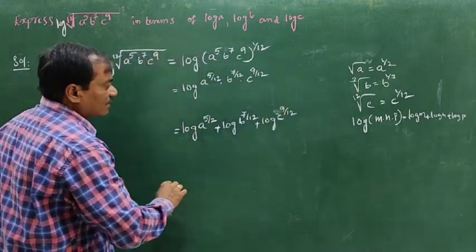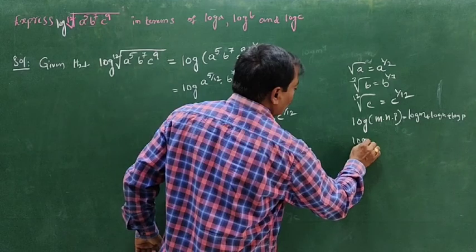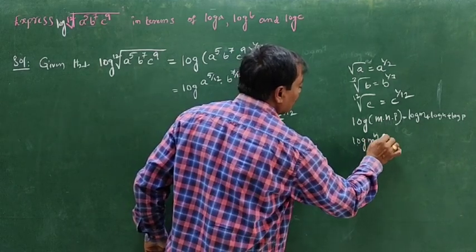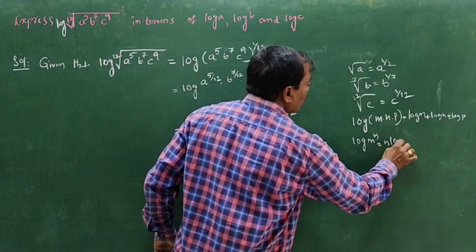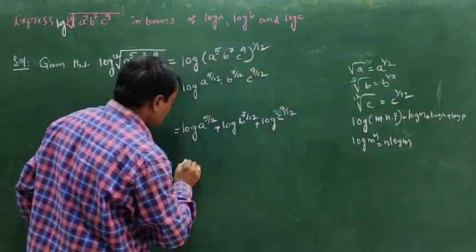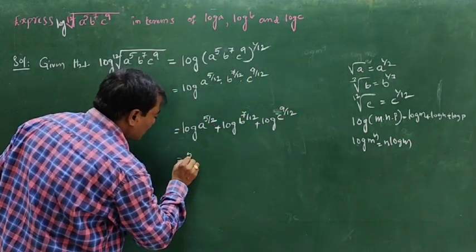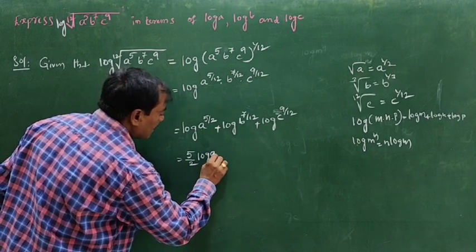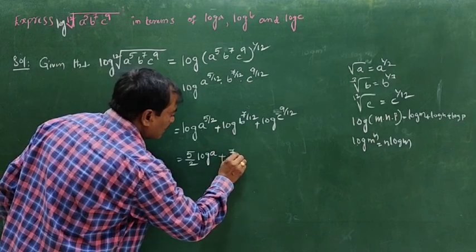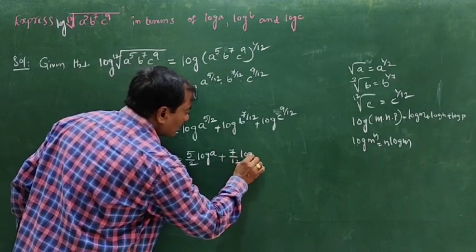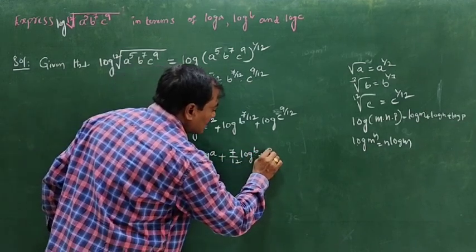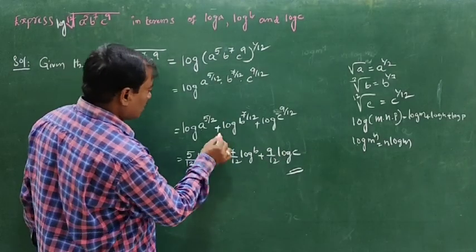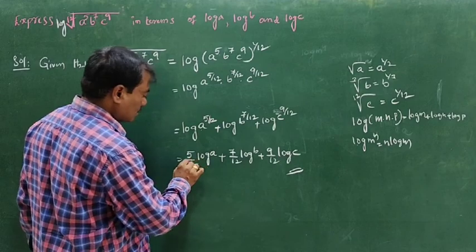So finally, all the logarithmic functions are in the form of log of m to the power of n. This is equal to n times log m. By using this property, the first logarithm function can be written as 5 by 2 log a, the second one 7 by 12 log b, and the third one 9 by 12 log c. Now here one mistake is there. This is 12 and this is 12.